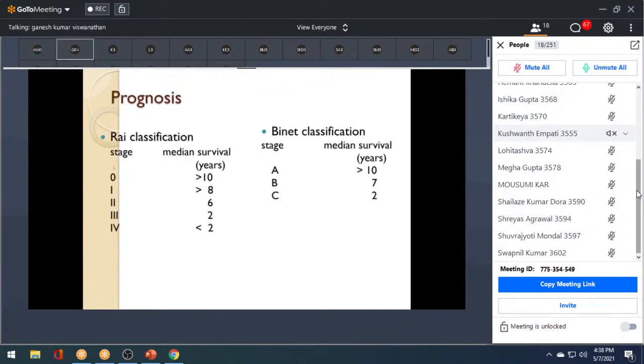So this shows the stage as well as the survival of the patients. For example, in Rai stage 0, the median survival is more than 10 years, meaning at least half of the patients are expected to survive more than 10 years. Whereas when the stage is 4, a higher stage, the median survival is less than 2 years.